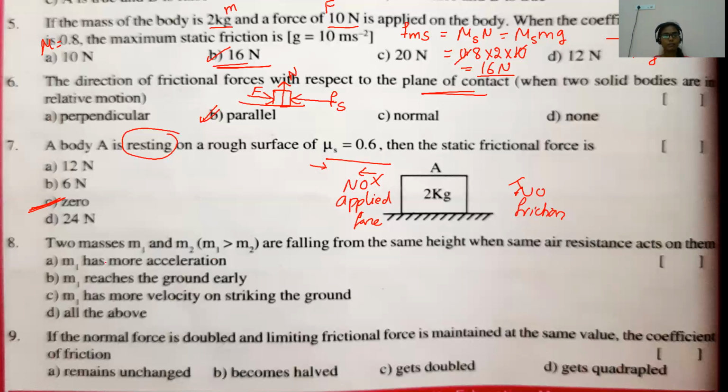Here M1 has more acceleration, meaning it will reach the ground earlier, and M1 has more velocity when striking the ground. All the above are approximate, so you can choose the all-the-above option here. Okay, the next question, children.